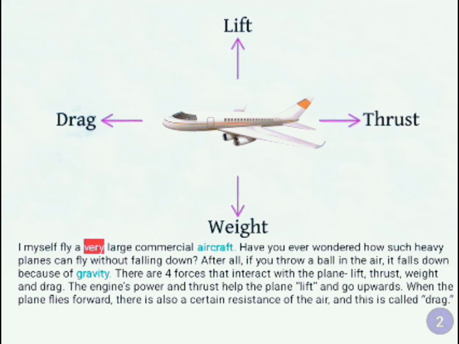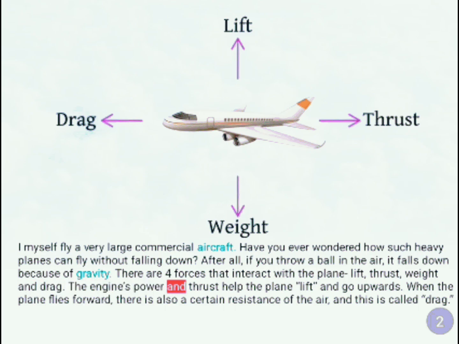I myself fly a very large commercial aircraft. Have you ever wondered how such heavy planes can fly without falling down? After all, if you throw a ball in the air, it falls down because of gravity. There are 4 forces that interact with the plane: lift, thrust, weight, and drag.